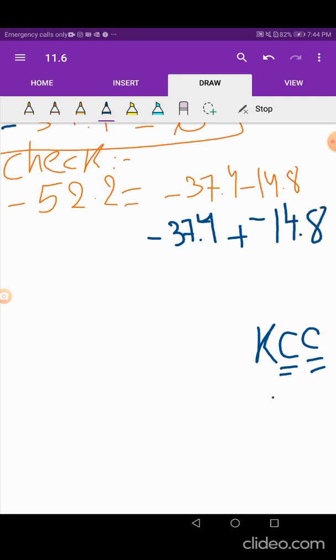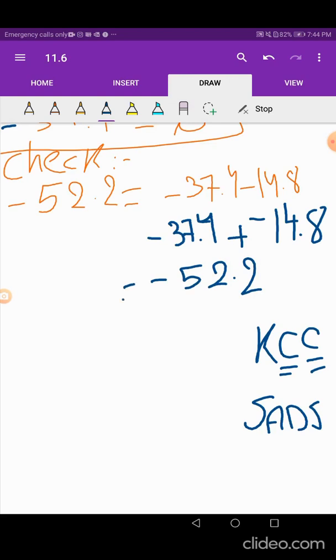Now we go to the rule. Same signs, add them. Different signs, subtract them. Are they the same sign or different signs? Yes, they are the same signs. So I'm going to add them. 37.4 plus 14.8, which is 52.2. And of course, it's going to be negative because both numbers are negative, which is the same number as the second side. So we can say that our answer is correct.